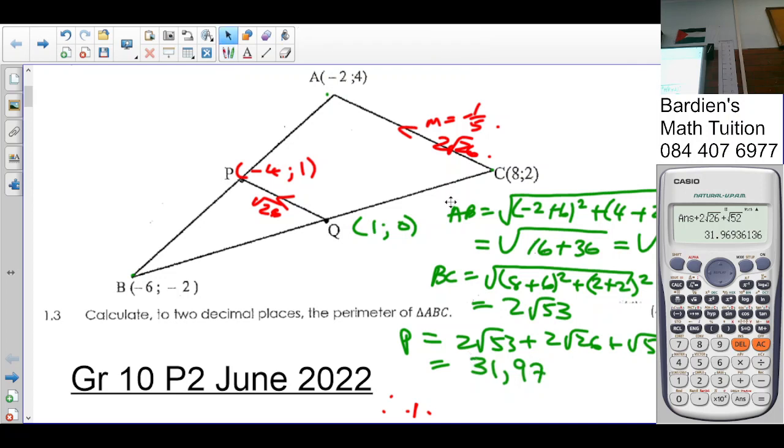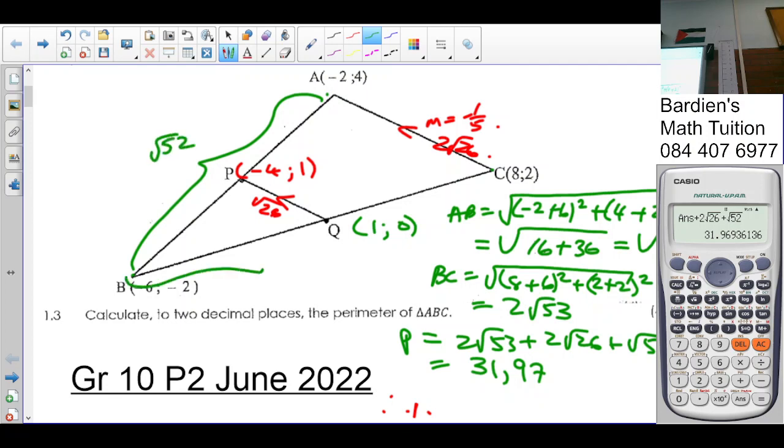Alright, 31,97. Alright. Now remember that AB is root 52 and BC worked out to be 2 root 53. Okay.